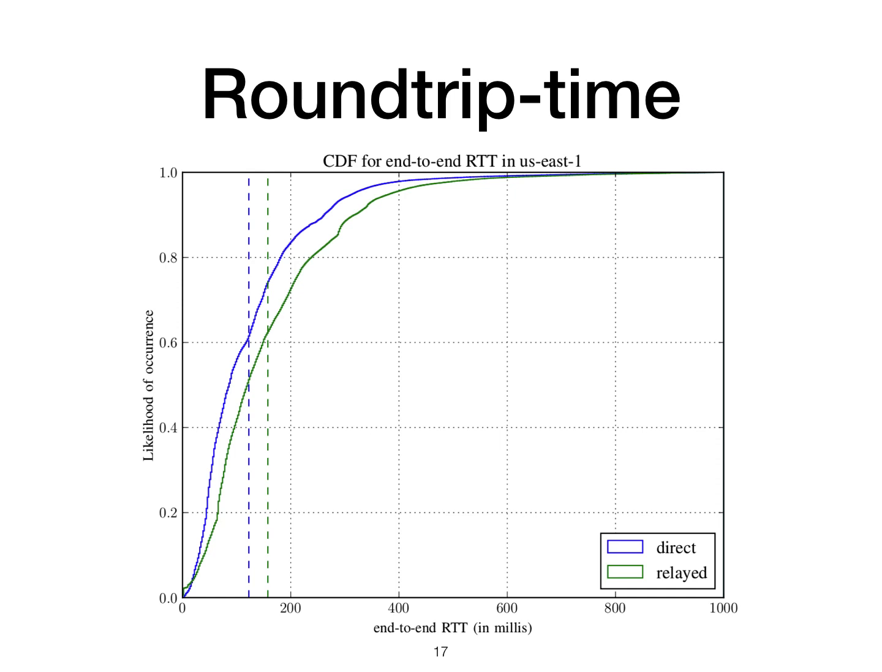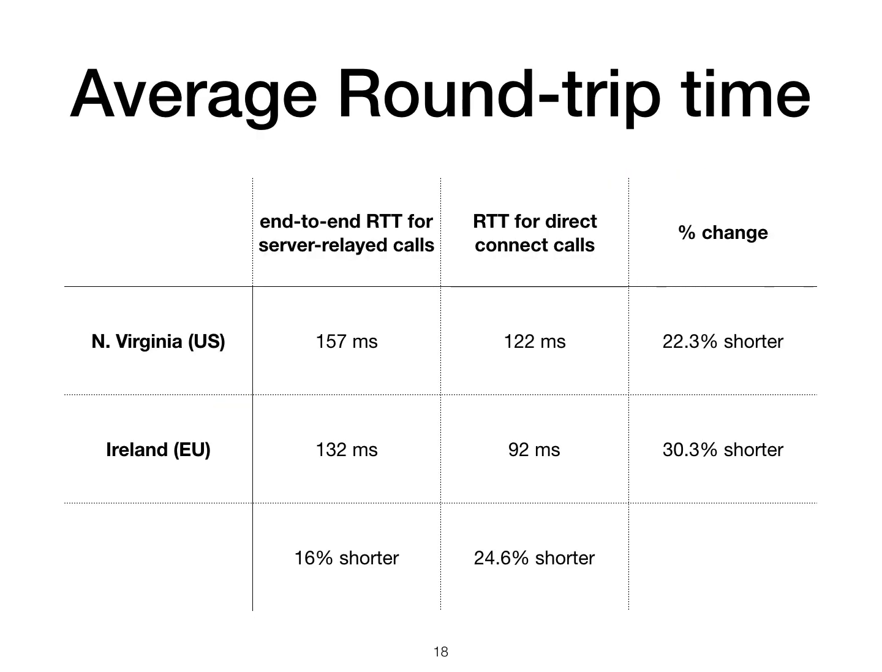We've also excluded calls with participants that connect via TCP, because TCP runs its own congestion control and would distort the data. As we can see, direct connect calls have consistently shorter round-trip times, and in the next slide we will see the averages for the different regions.